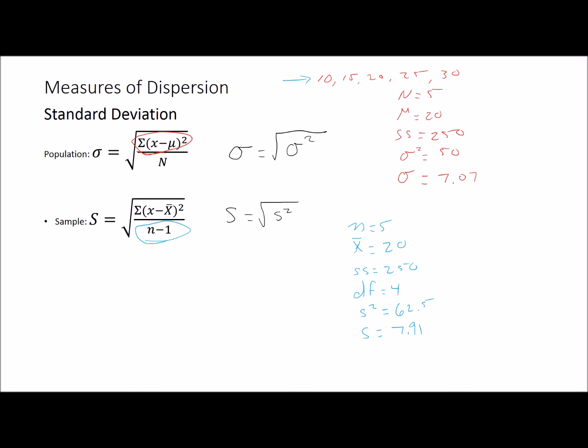In the next video, we'll talk about the deeper meaning of the standard deviation and how it applies as far as our distributions go.